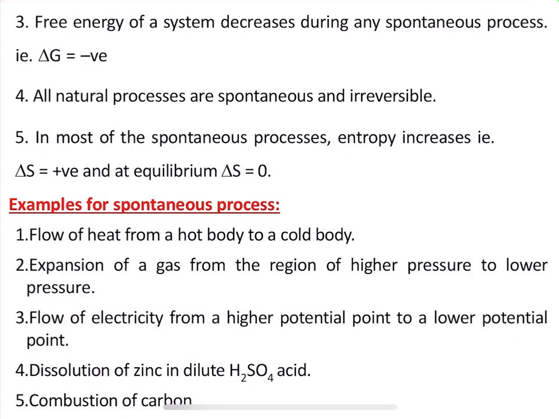And the next criteria of spontaneity is that the free energy of a system decreases during any spontaneous process. Okay, so every system will have a free energy, like what we call internal energy. In the same way, free energy will be associated with all systems, and that free energy of a system will decrease during any spontaneous process. That is delta G, the change in free energy. Delta G will be negative.